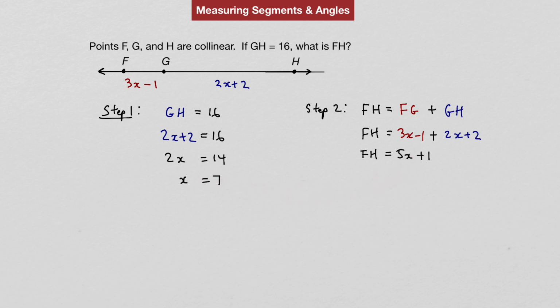Now we get FH is equal to 5 times 7 plus 1, and we find that FH, this segment, is 36. Okay, so let's go ahead and move on to a different example, and this time we're going to be solving for angles.